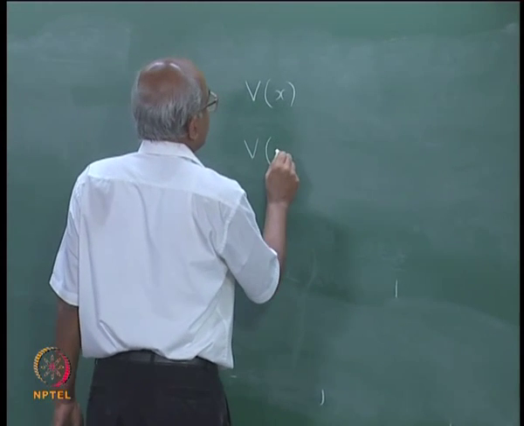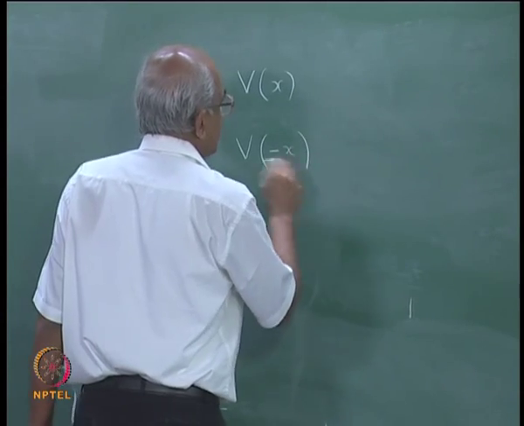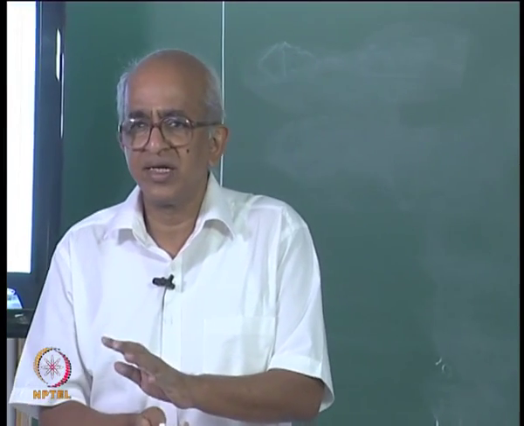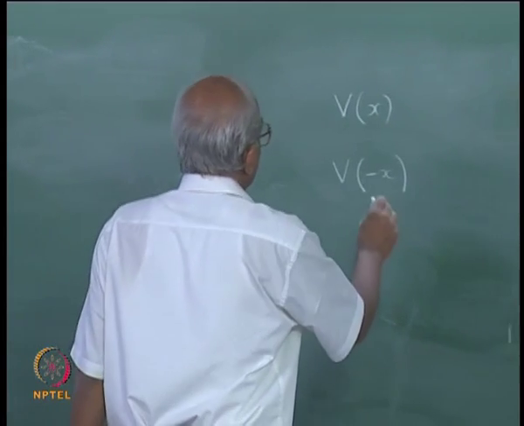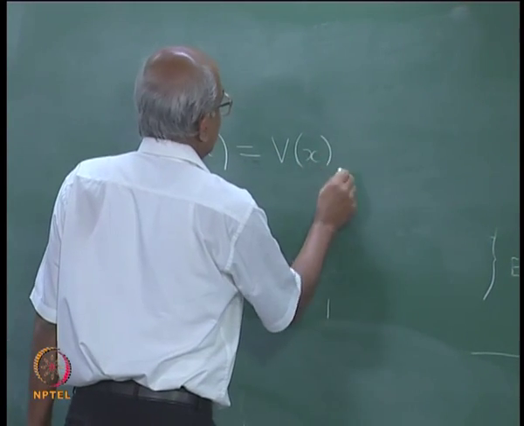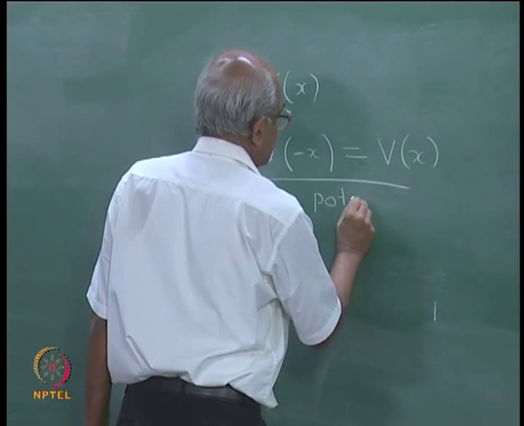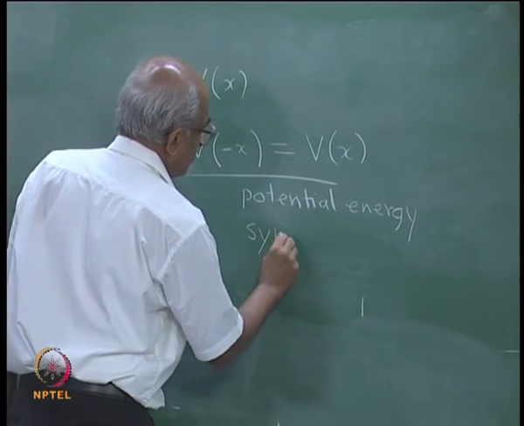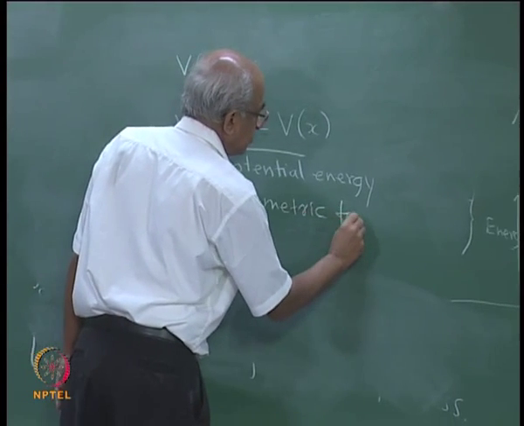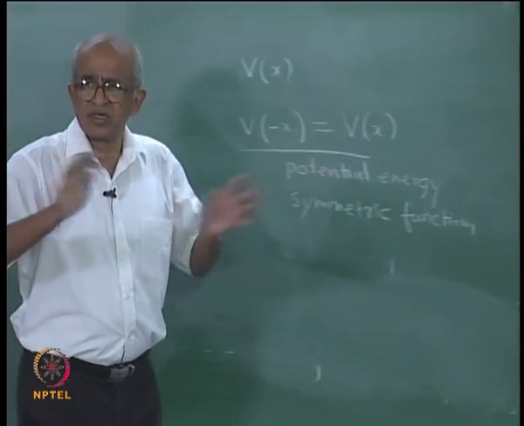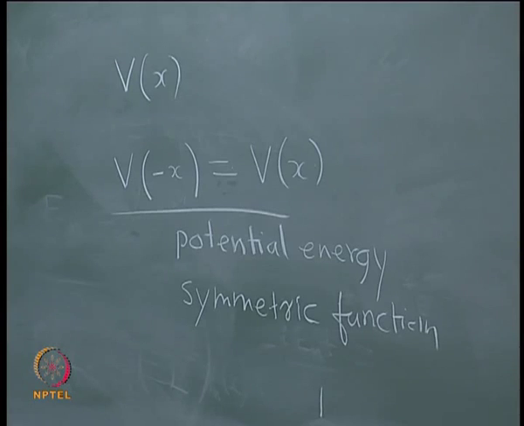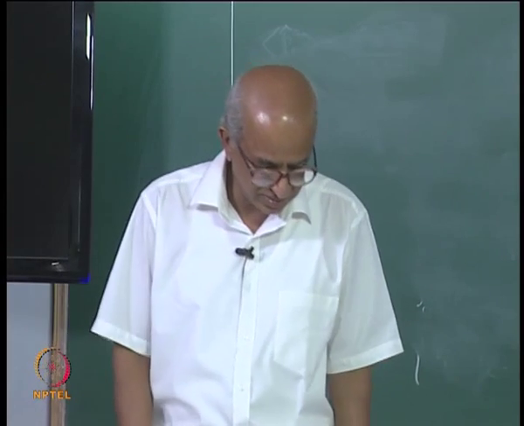How can I state that mathematically? Well, if I evaluated the potential energy at minus x for any x, the answer will be equal to the potential energy evaluated at plus x. So, V of minus x will be equal to V of x. So, this means potential energy is a symmetric function of x. If you change x to minus x, potential energy does not change. That is the meaning of saying that it is symmetric, or mathematicians would say it is an even function of x. That means, if you change the value of x to minus x, the function does not change.